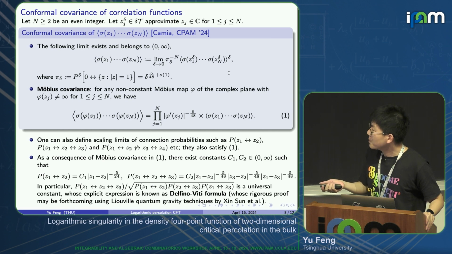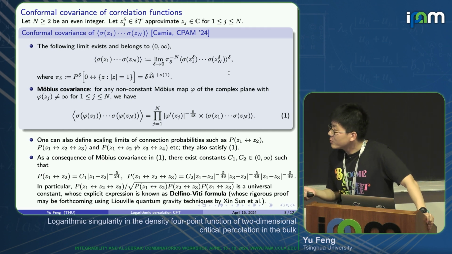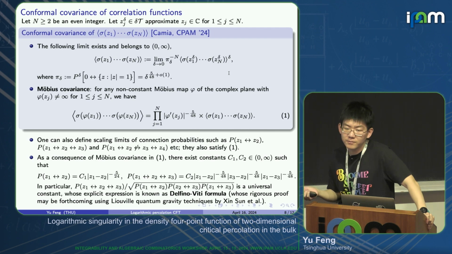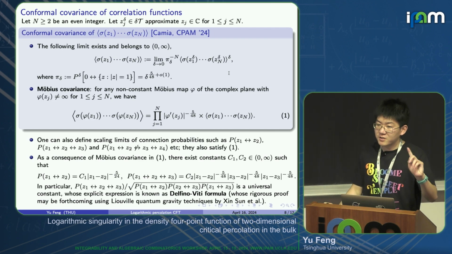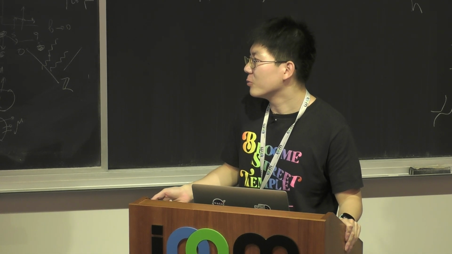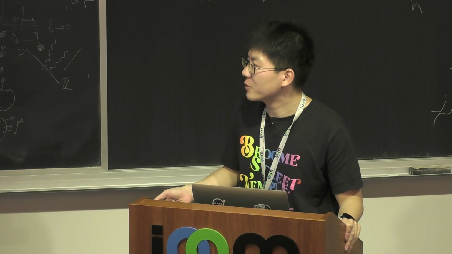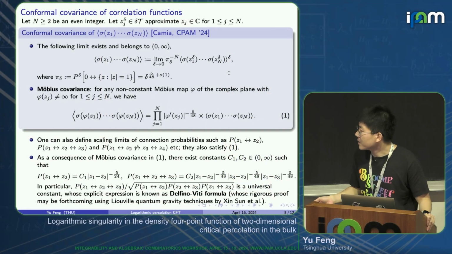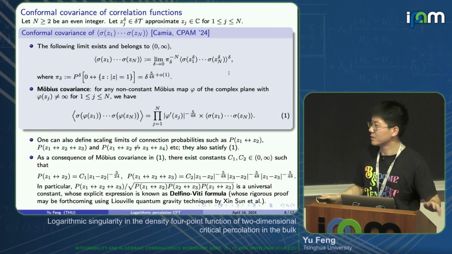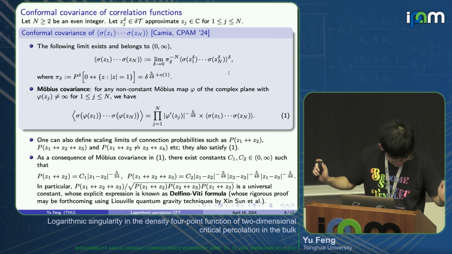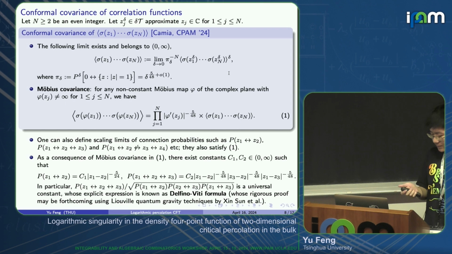So, in particular, if we consider the ratio of the 3-point function over the square root of the product of 2-point functions, this is a universal constant. And actually, there is a prediction from the physics side of this constant, which is known as the Fino-Vita formula. The mathematical proof of this formula may be forthcoming using Liouville quantum gravity techniques by Xin Sun and several other persons. So we already have a nice observable.